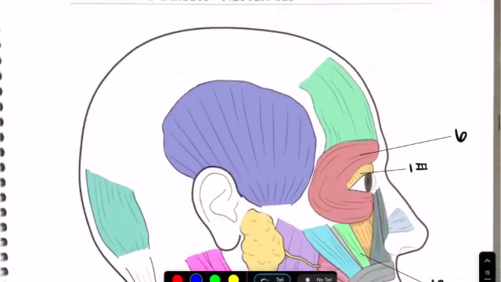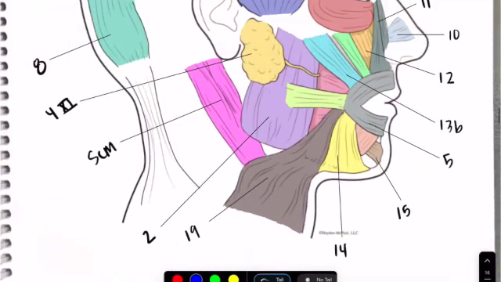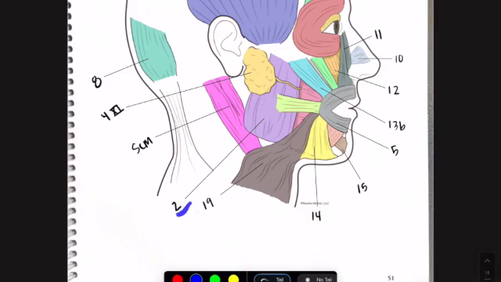Number 2, let's go back up here. It's going to be your masseter. So 2 and 3, your temporalis, they're going to be controlled by cranial nerve number 5, which is your trigeminal nerve.